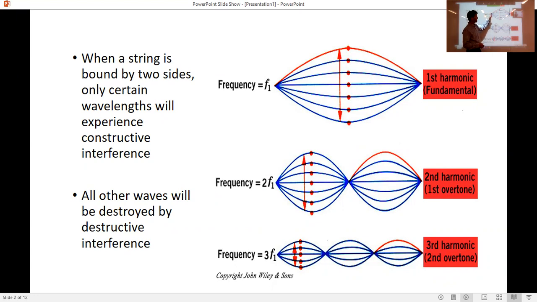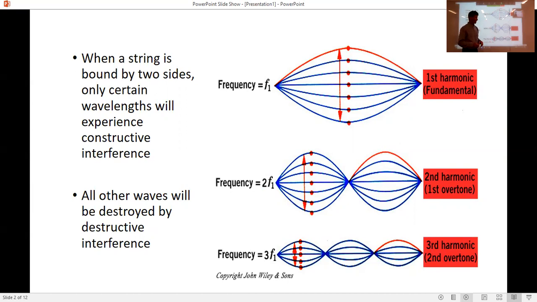Here, the actual wave itself is twice as long as the string, okay? But as long as it's related to the length of the string, here, 2 times lambda is equal to L, we're going to get a standing wave. We also can get a standing wave if the wavelength is equal to the length of the string, right?